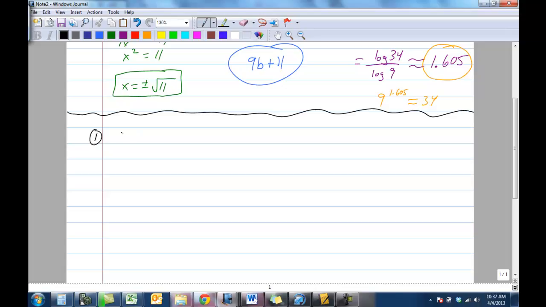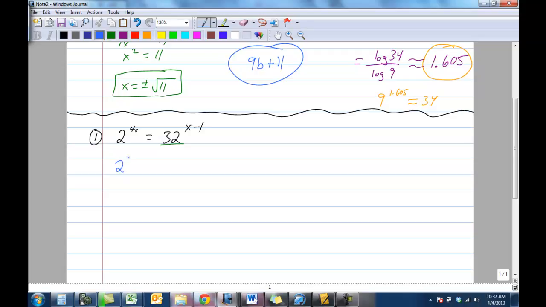The first example we're going to do is 2 to the 4x equals 32 to the x minus 1. All right, so here's what's up here. 2 to the this is equal to 32 to that. Wouldn't it be nice if we had 2 to the this is equal to 2 to the that? That would be great if we could make that happen, right? Is there another way to write 32 that might help us?